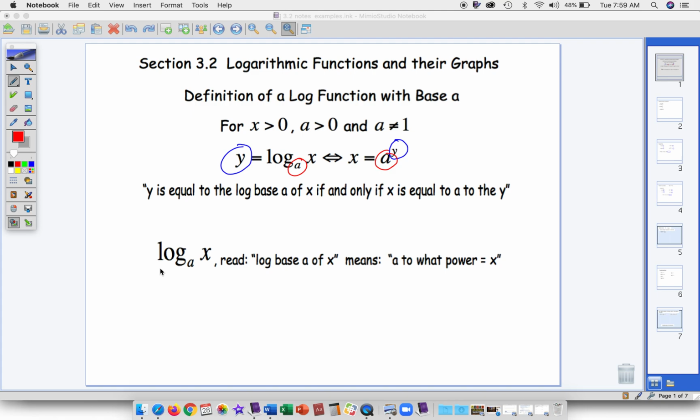Okay, so if I have this expression, there's the way that it's read, log base a of x. And remember, what it means is a to what power equals x. That's a quote, not a power, it looks like a power there, but that's a quote. So a to what power is equal to x. That's the phrase that should go through your mind when you see this expression.